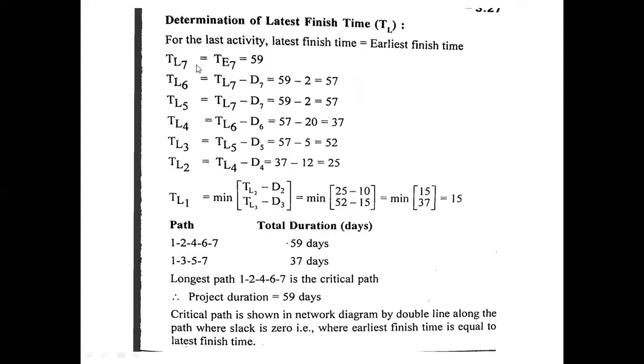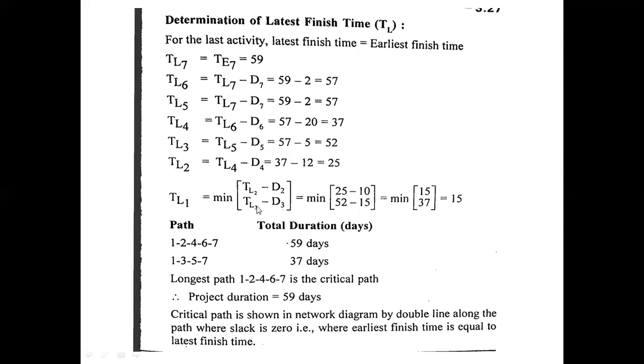See here, for the last activity, the latest finish time is equal to the earliest finish time, which is given as 59. And next, just before that activity, it is known as TL7 minus D7, 59 minus 2, which is given as 57. And TL5, latest finish time of fifth activity, can be given as latest finish time of 7 minus duration of the 7, 59 minus 2. Like that, we have to calculate.